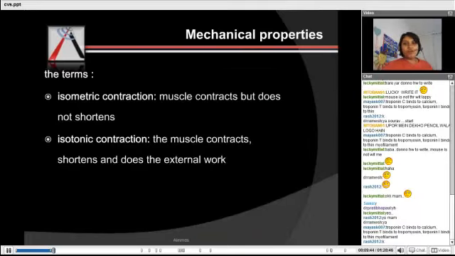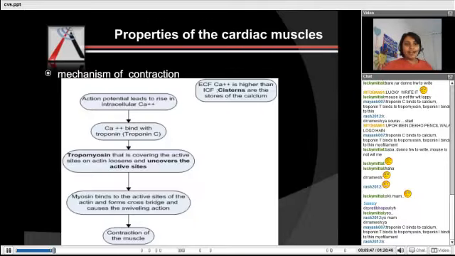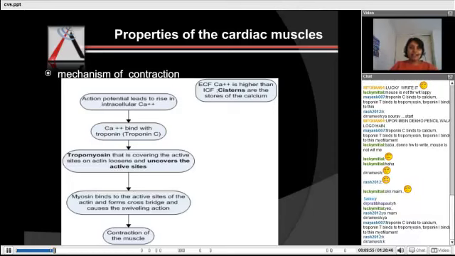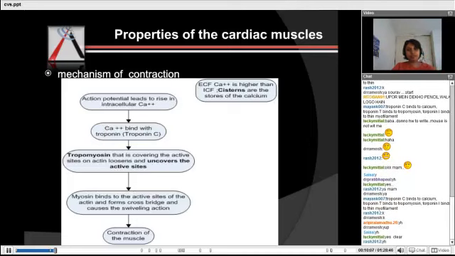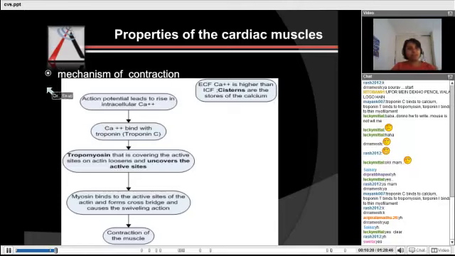Okay, we'll move on next to the properties of the cardiac muscles. Now we had been talking about contraction. Was it all clear? Now look at this particular chart over here. This will tell you how the contraction was happening.